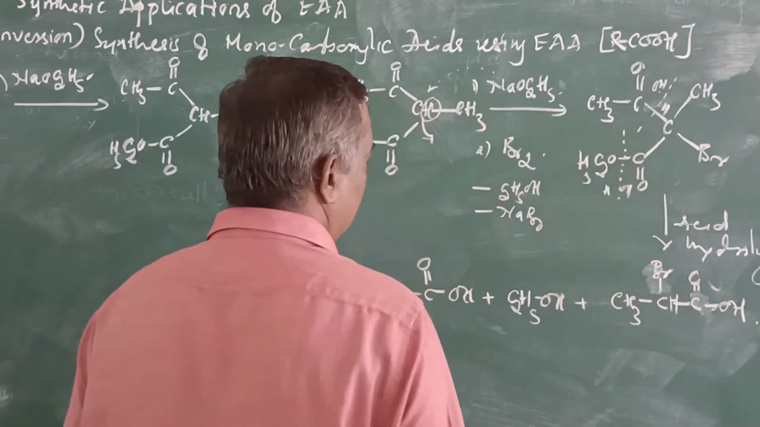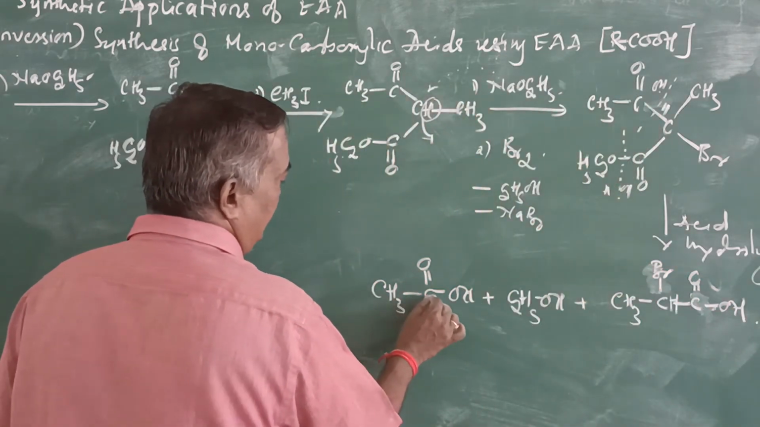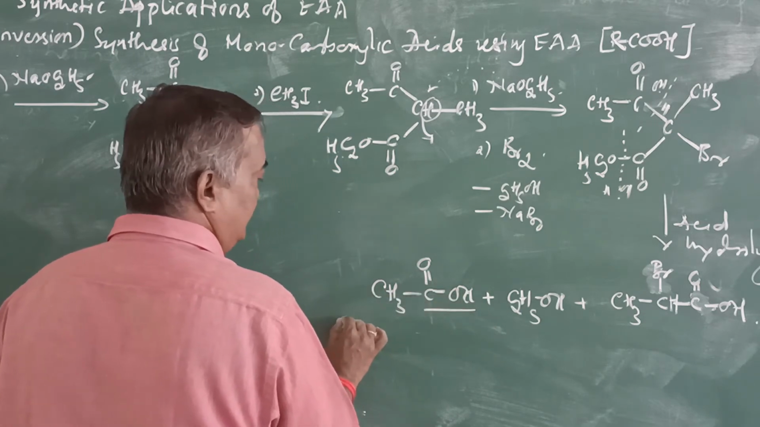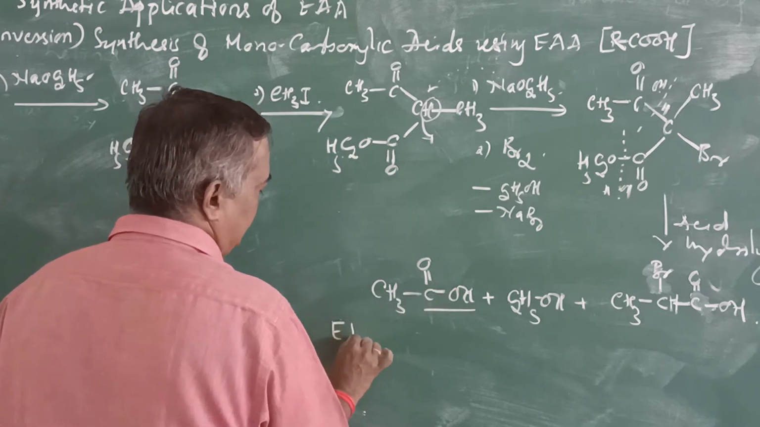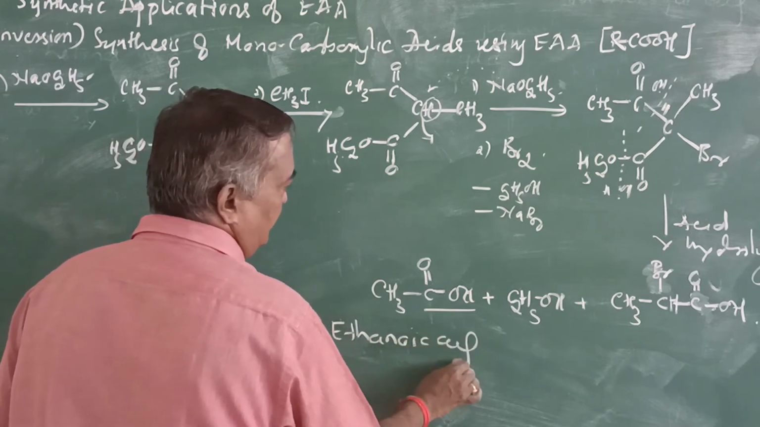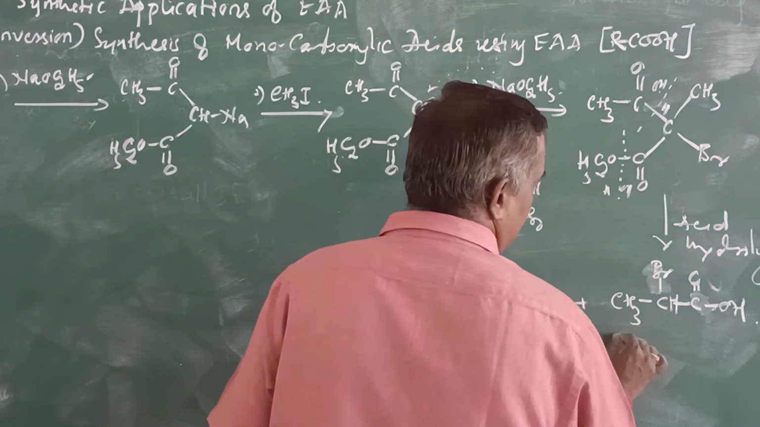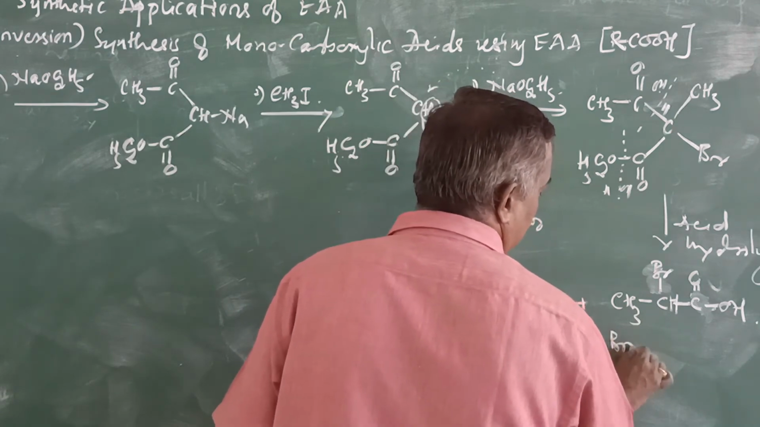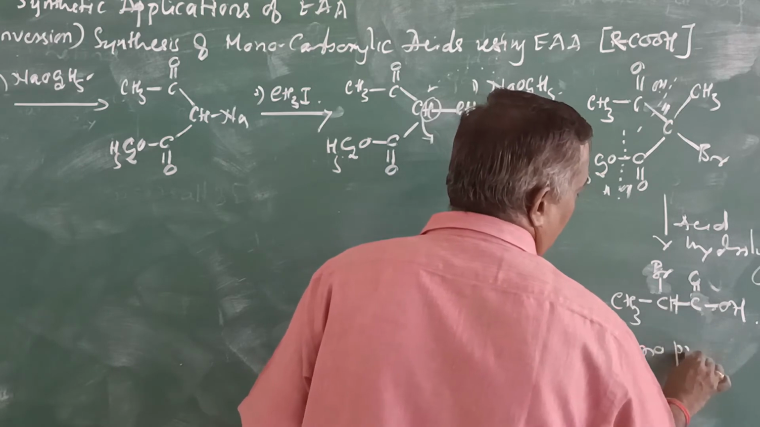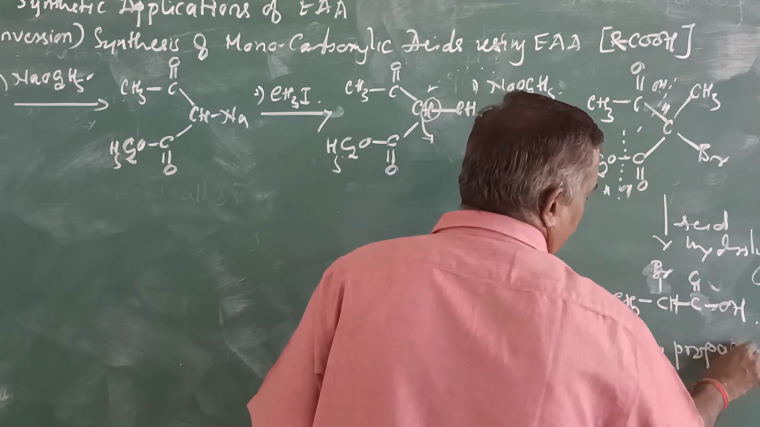Okay. So you will get CH3 C double bond OH. This is your carboxylic acid. That is ethanoic acid. Ethanoic acid. And here a halogen-substituted acid. That is bromo, 1, 2, 3, propane, propanoic acid.